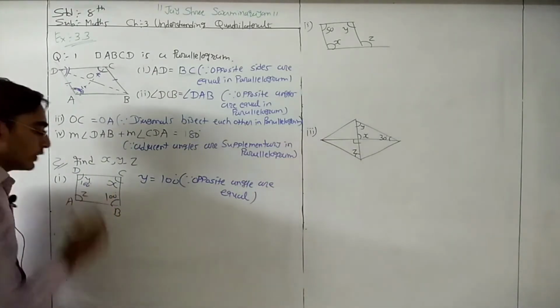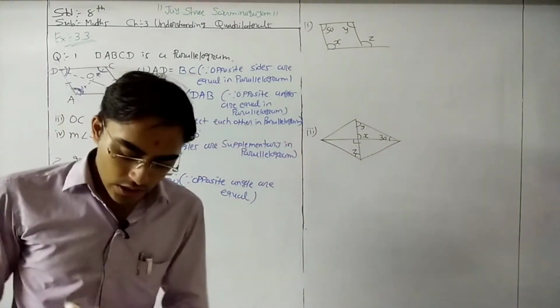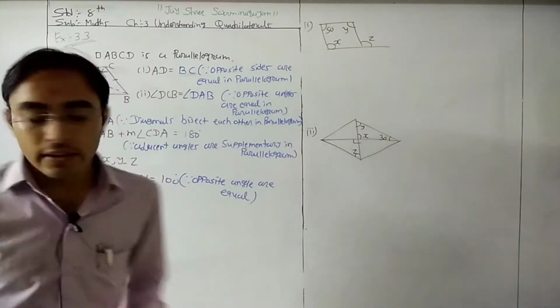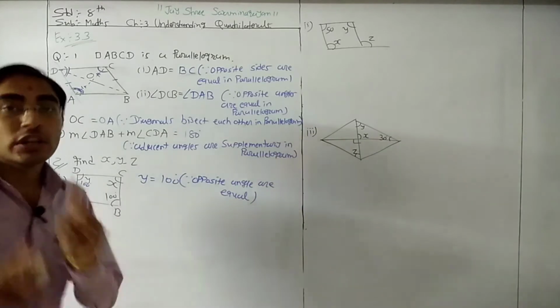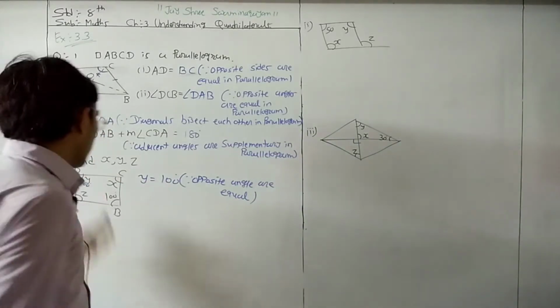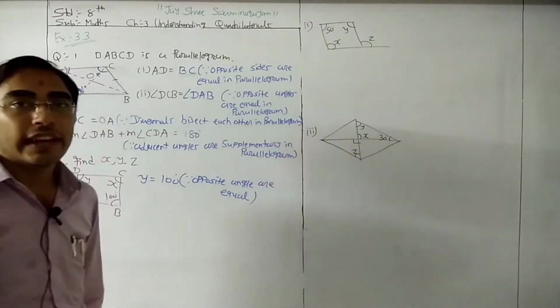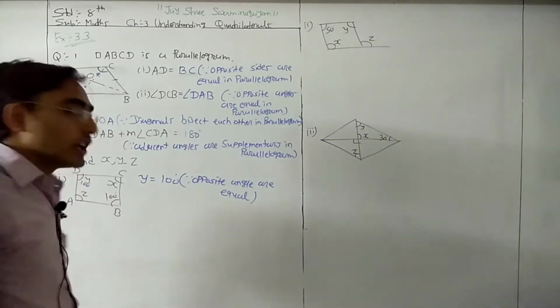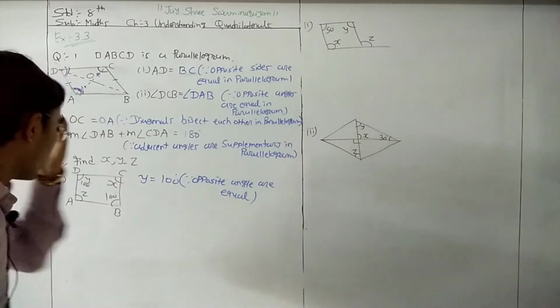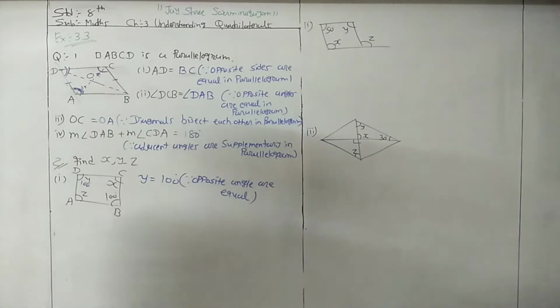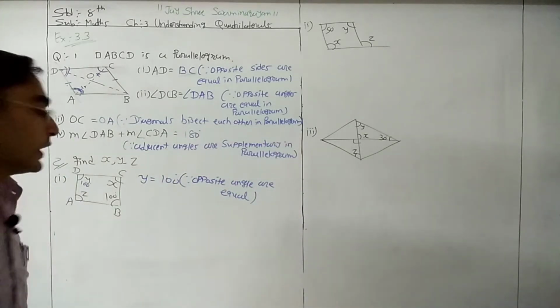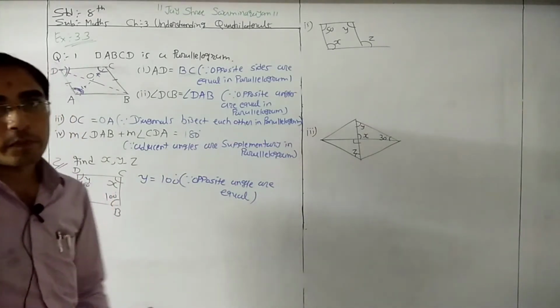Now we need to find the value of x and z. If we think about x and z, both are opposite angles, right? So both are equal. That means angle x and angle z are equal. So either we find the value of x, otherwise we find the value of z.